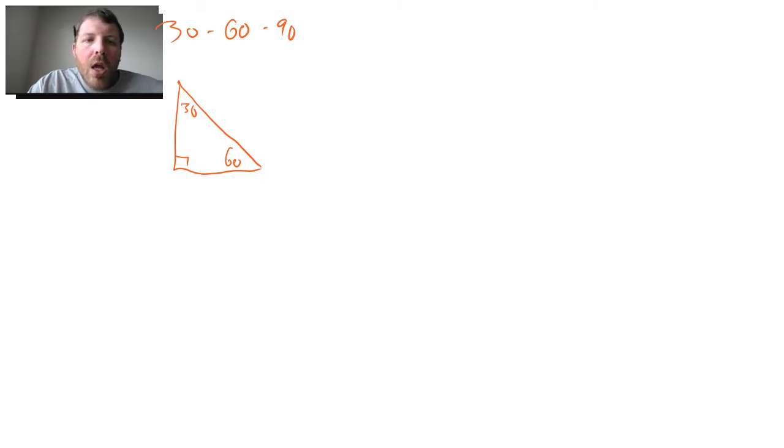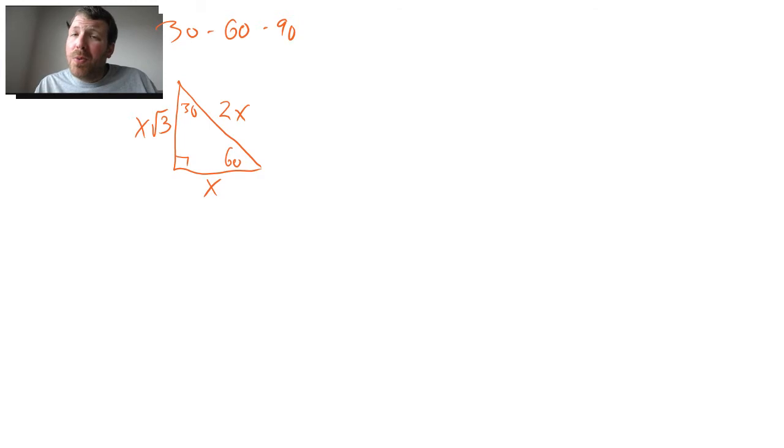Okay? The side length across from a 30-degree angle is always going to be x. Just follow me here. The one across from 60 is going to be x times the square root of 3. And the one across from the 90-degree angle, which is the hypotenuse, is going to be 2x. So what this means is, if I know what x is, I know what all the sides are because I can just plug x in where that stuff is.